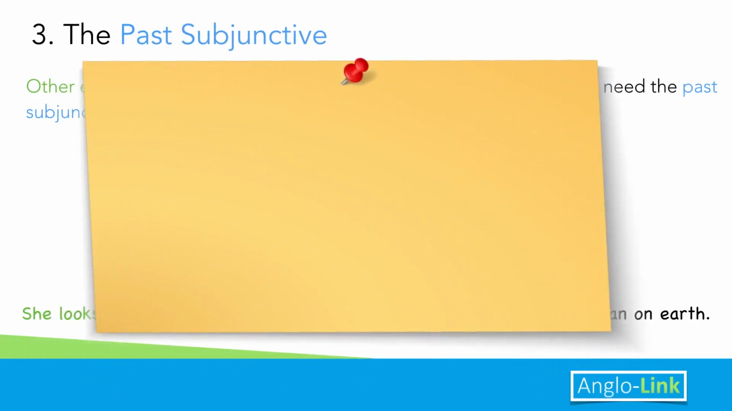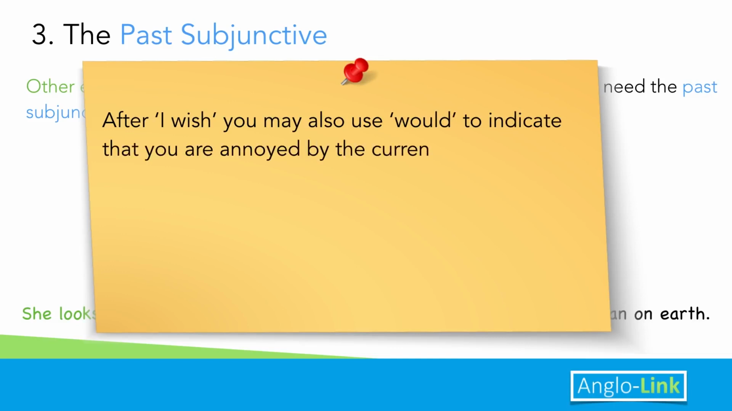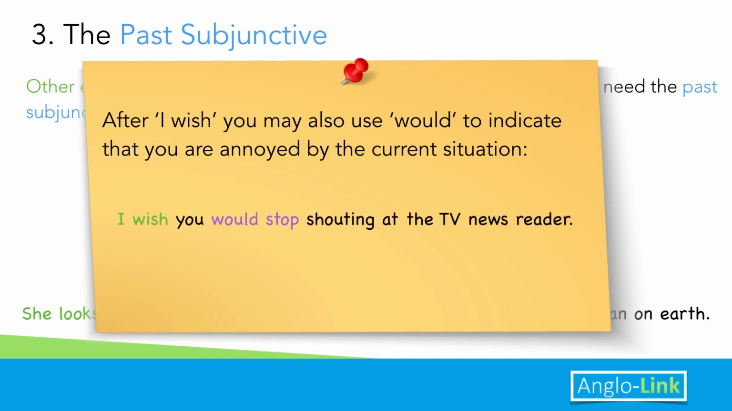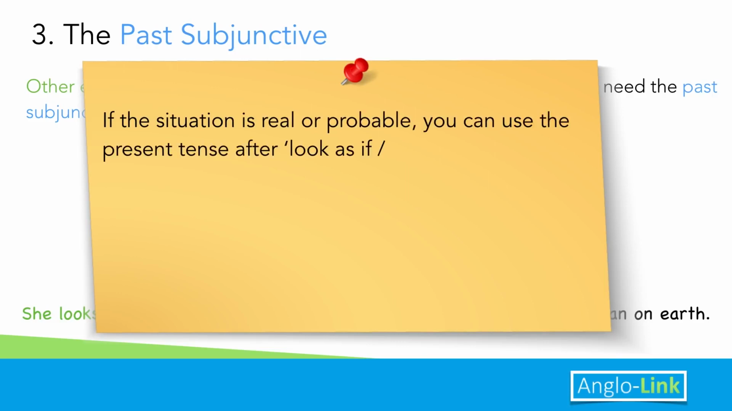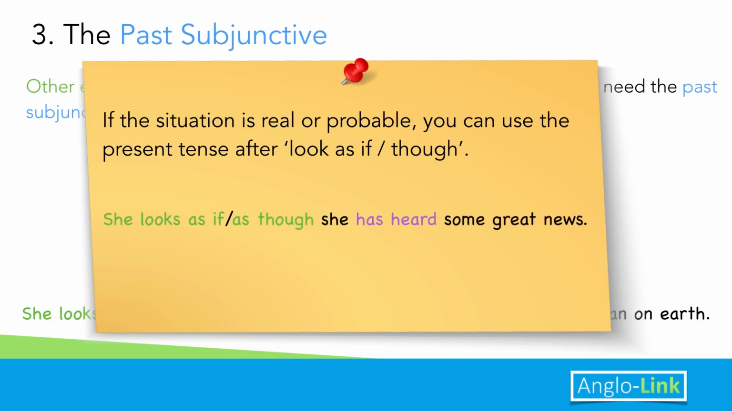A couple of notes here. The first one is that after I wish, you may also use would to indicate that you are annoyed by the current situation. For example, I wish you would stop shouting at the TV newsreader. Also, if the situation is real or probable, you can use the present tense after expressions that are similar to look as if or look as though. For example, she looks as if or she looks as though she has heard some great news.